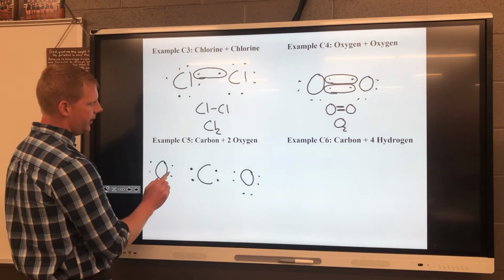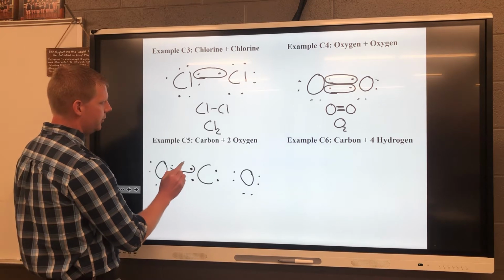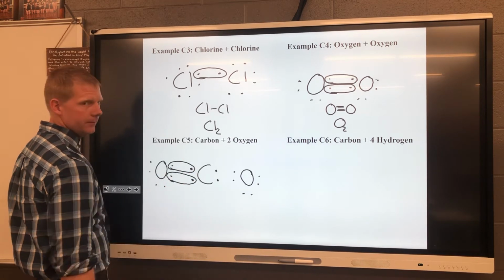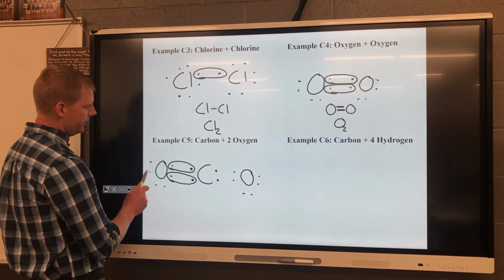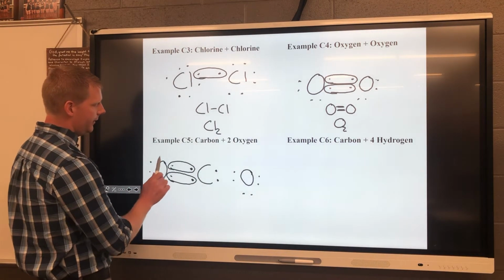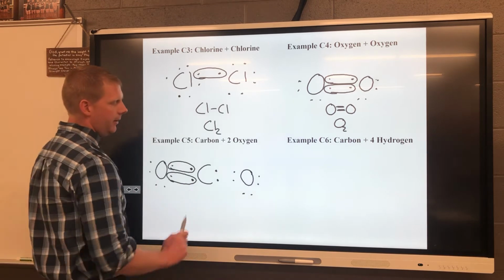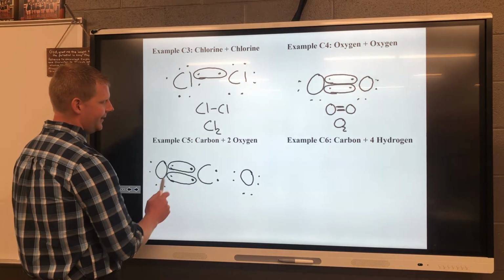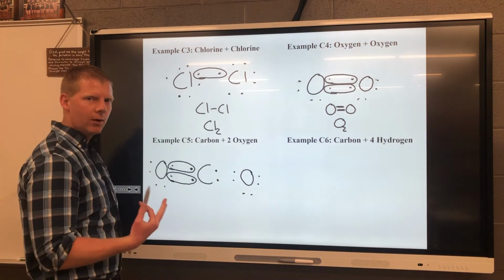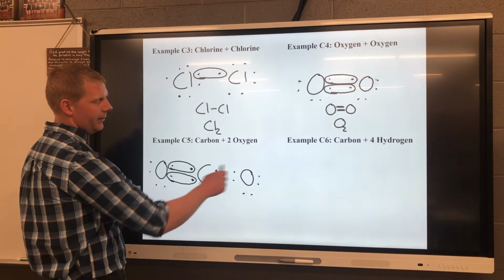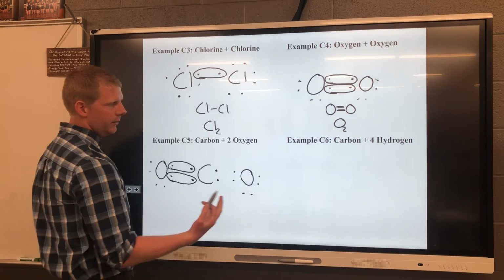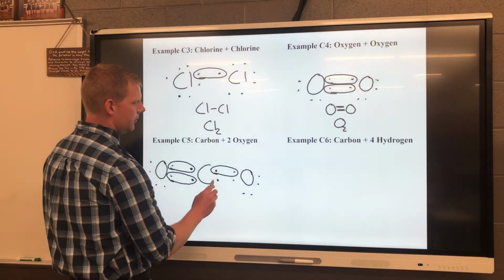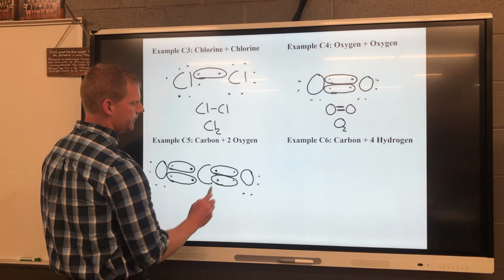6 valence electrons, so I know it's going to want to share 2 pairs. So I'm going to circle 1, I'm going to circle 2. So I can count 1, 2, 3, 4, 5, 6, 7, 8. This oxygen's happy. Now I'm going to look at this carbon. It has 1, 2, 3, 4, 5, 6. So it wants 2 more electrons. Well, I know this oxygen is also going to want 2 more electrons, or to share 2 more electrons. So I'm going to circle that.